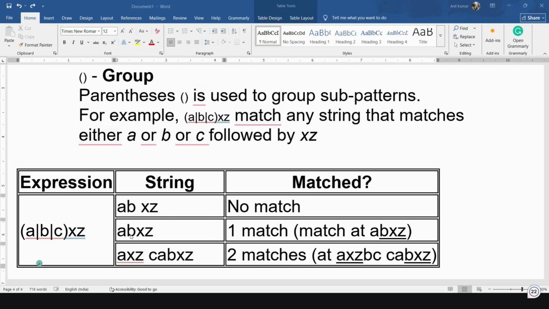Now coming to this abxz, you can see either of a, b, c, so b has been taken, but immediately after that we have xz, so it is matching. Now coming to this axz, a I have taken followed by xz, this is one match. Similarly here b followed by xz, that is another match. So 2 matches have been found here.